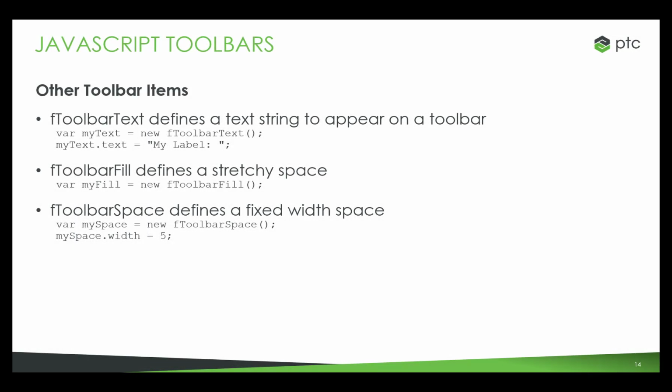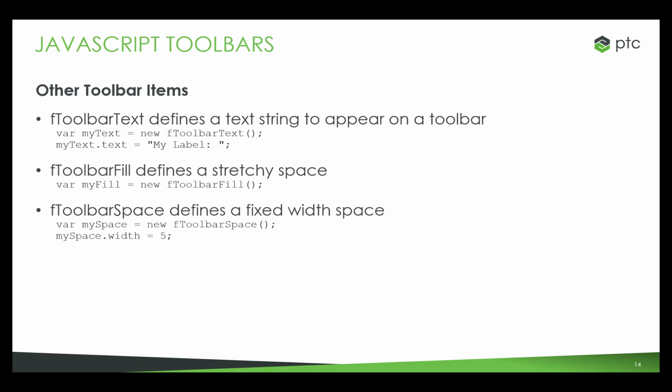So as I mentioned a few minutes ago, there are 3 other types of toolbar item. Toolbar text allows you to provide a label for a set of icons or an individual icon, and this will appear as text in the toolbar. So you can create a new toolbar text object and then set its text property to the text that you want to appear. There's a fill, and this defines stretchy space, which will expand to fill the amount of space available in the toolbar. So you would create a new toolbar fill object and use that as an item to put into your toolbar.